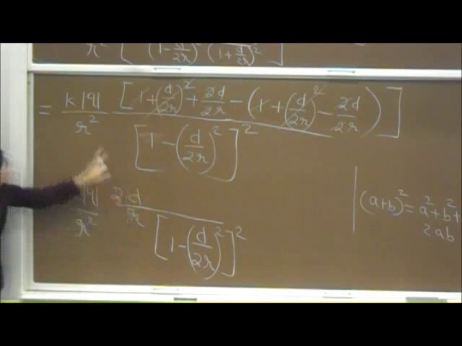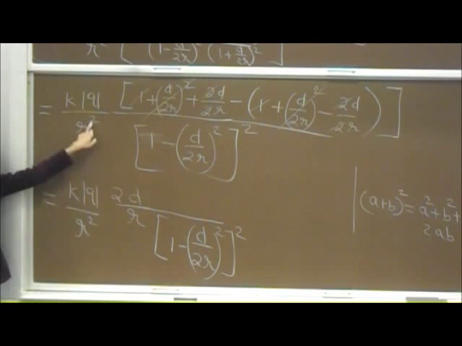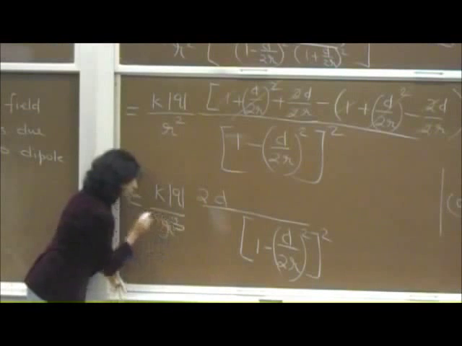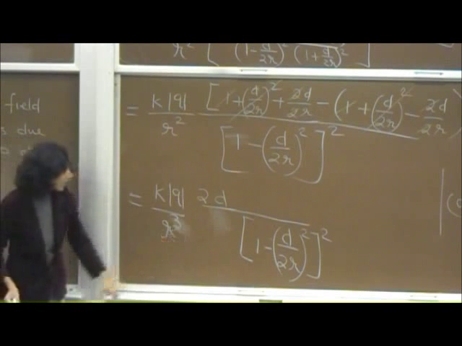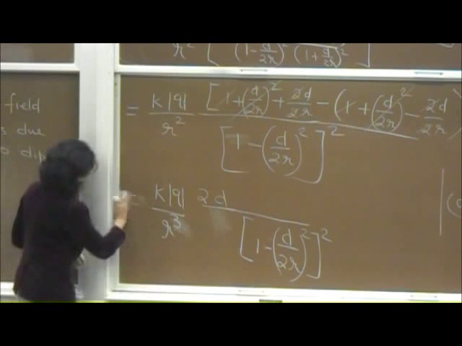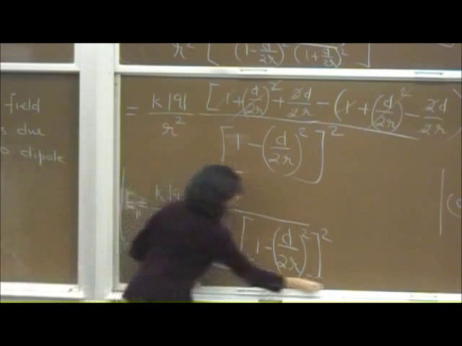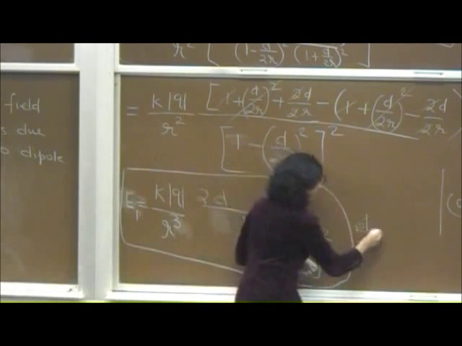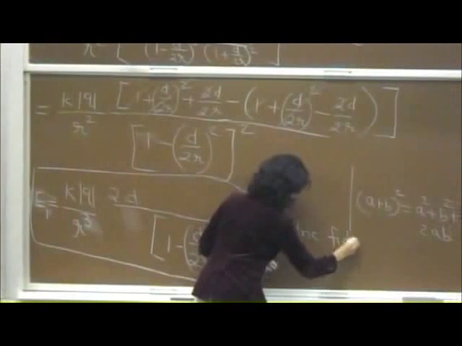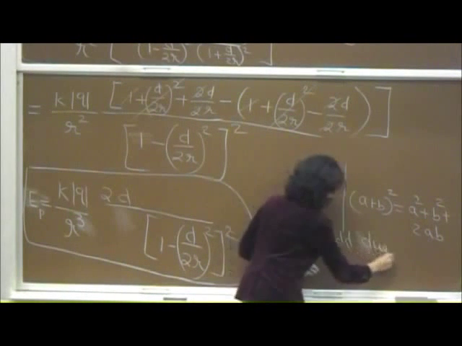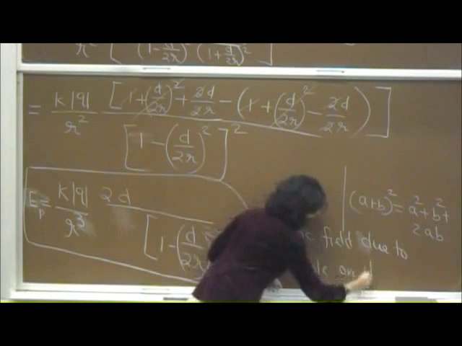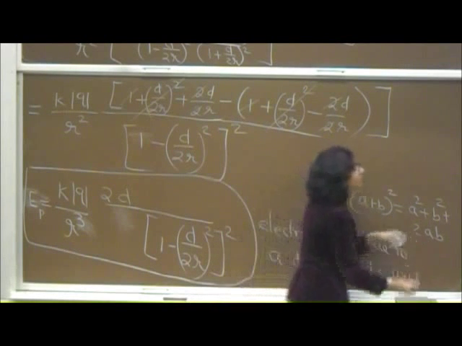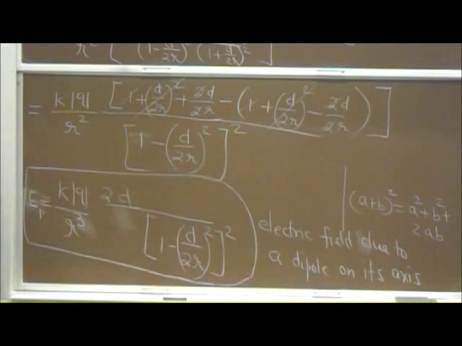Notice that this R along with this R square will make it what? R cubed. Can I remove this from here and make it R cubed? This is it. So one thing that you should notice is that this is the electric field, E_P, due to a dipole on its axis. And remember, I told you axis means the straight line that joins the two charges.